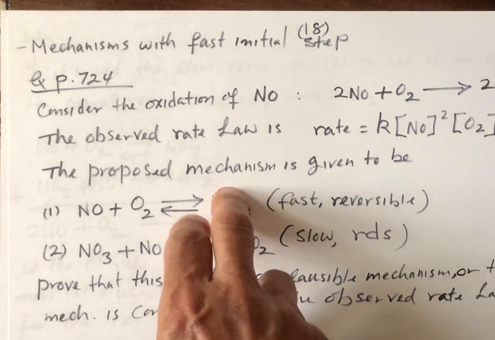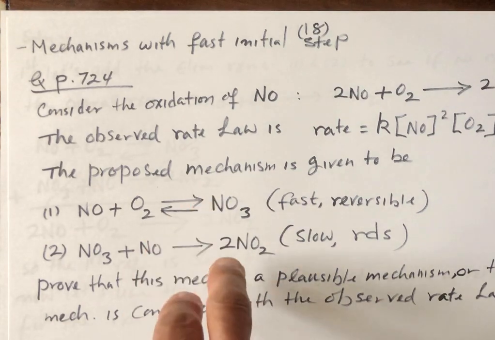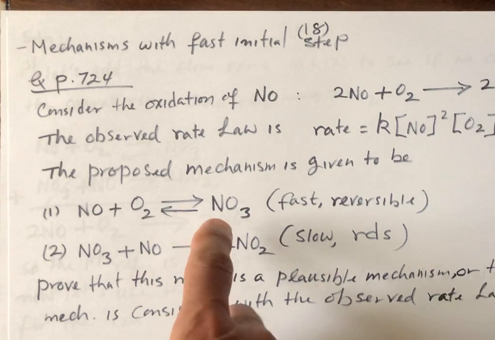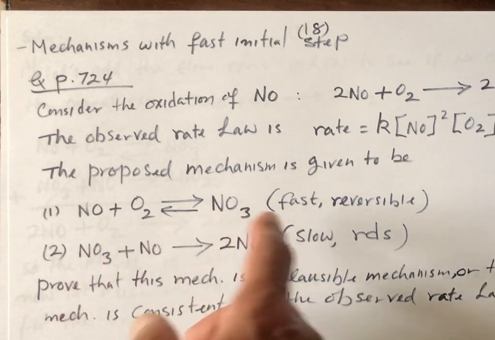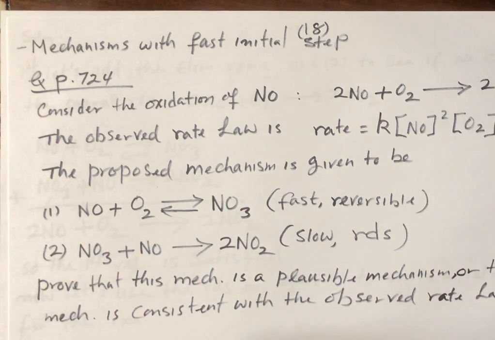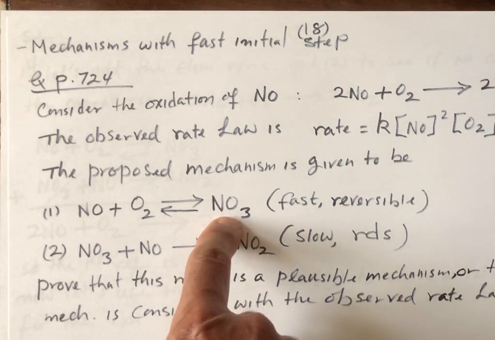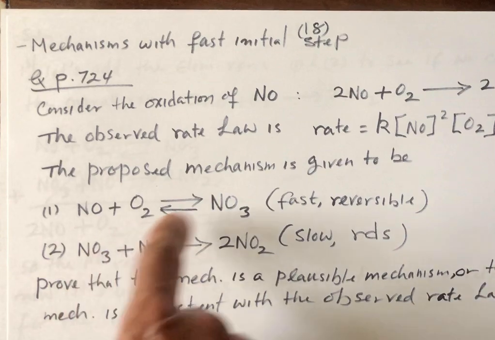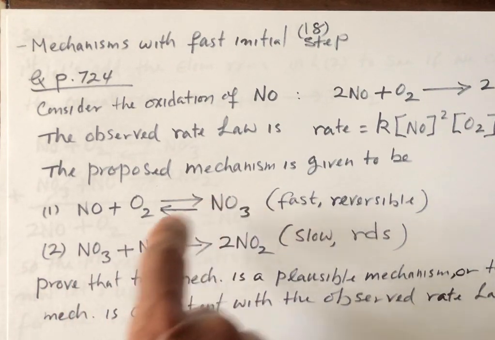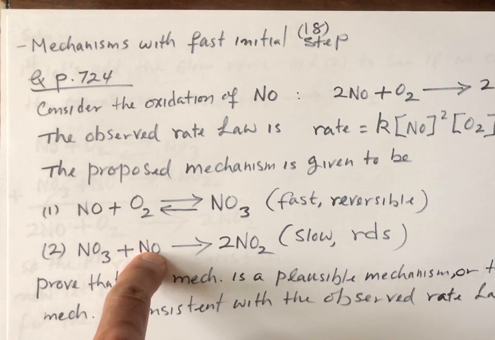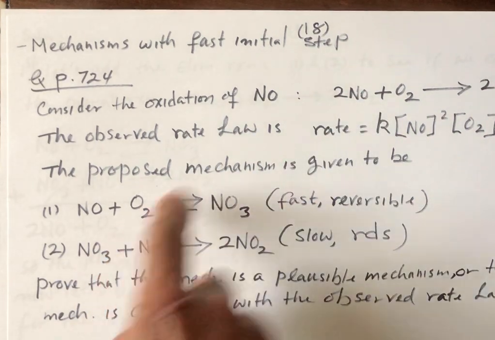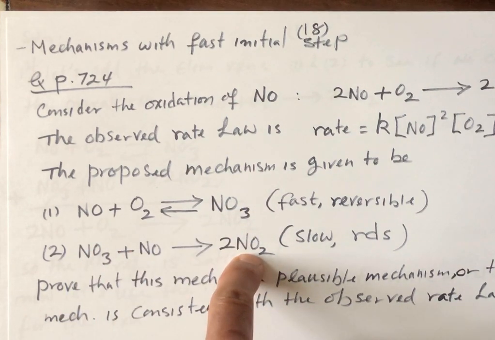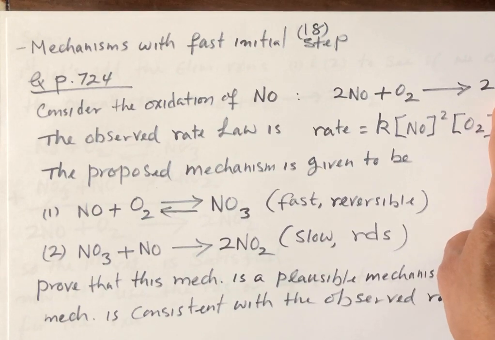Now when we add these two reactions, what happens? When you add reactions, you cancel out the identical components on opposite sides. So NO3 as product and NO3 as reactant, you can cancel these. Then you add the NO with NO and get 2NO, you get O2 here, and NO3 is already canceled out, and then you get 2NO2 on this side. So basically you get the overall reaction back.